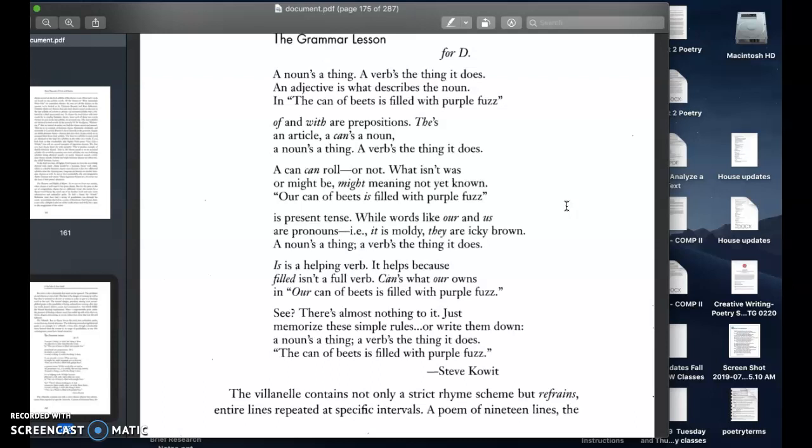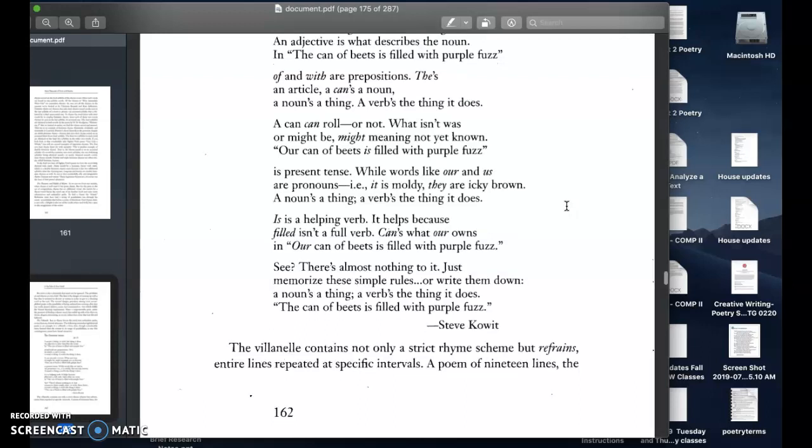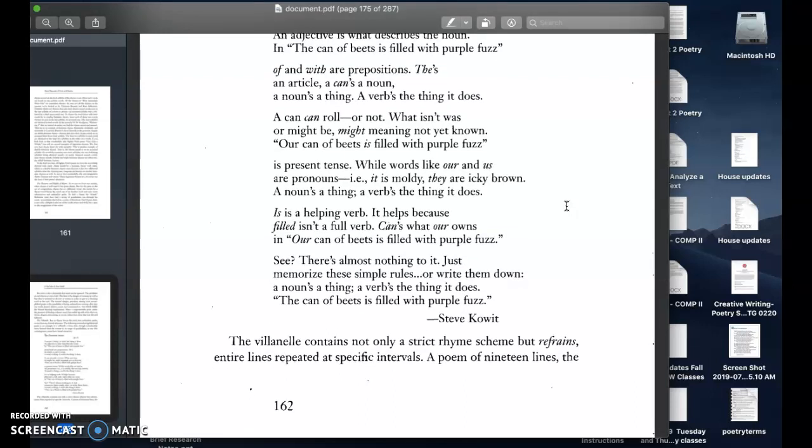A noun's a thing, a verb's a thing it does. Is a helping verb, it helps because filling isn't the full verb. Can's what our owns in our can of beets is filled with purple fuzz. See? There's almost nothing to it. Just memorize these simple rules or write them down. A noun's a thing, a verb's the thing it does. The can of beets is filled with purple fuzz. Whew, if I didn't say that 10 times fast.